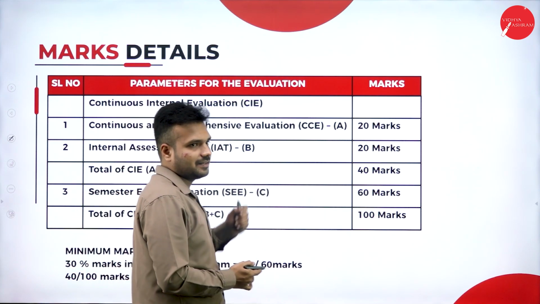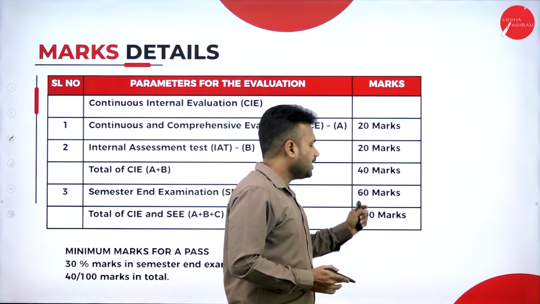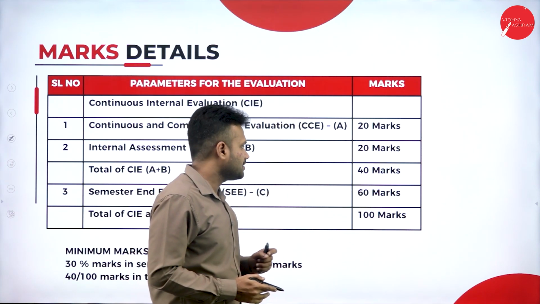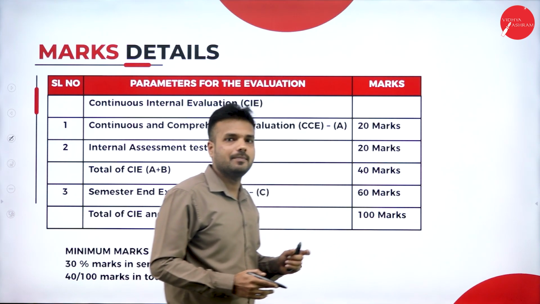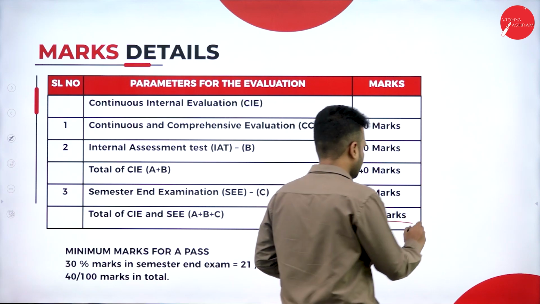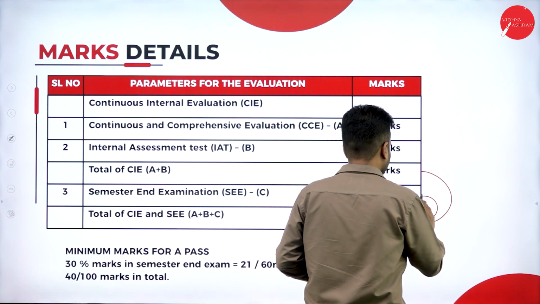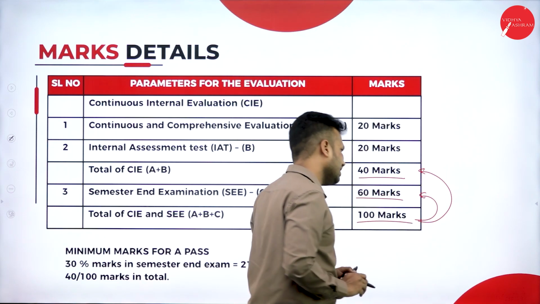So as I said, this paper comes under the new NEP scheme, that is the 40 by 60 scheme, right? So when it comes to business law, it is a paper of 100 marks. This 100 marks is divided into 2 categories. Category 1, internal component. Category 2, external component.